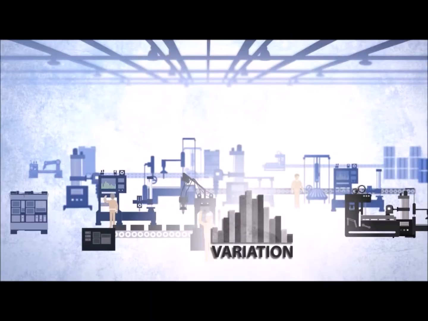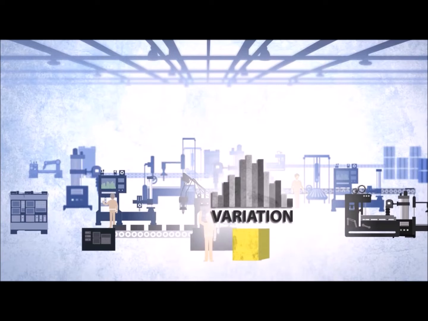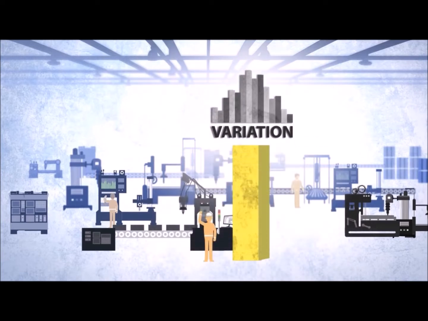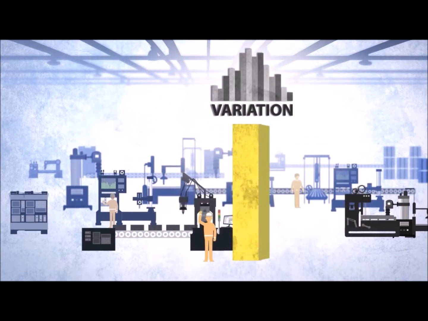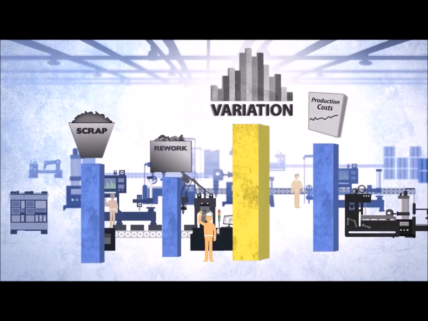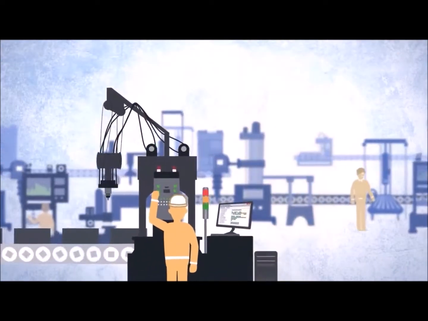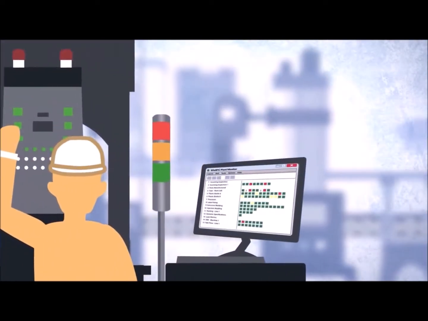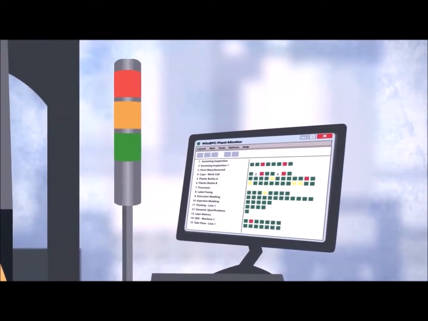All processes have inherent variation in feedstock materials, process parameters, machine operations and operators that affect final part quality. This variation can increase scrap, rework, and production costs. We can measure these effects by monitoring the process in real time. When a defect is noted, we can stop the process to take corrective actions.